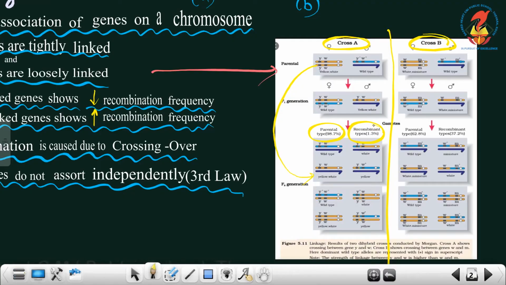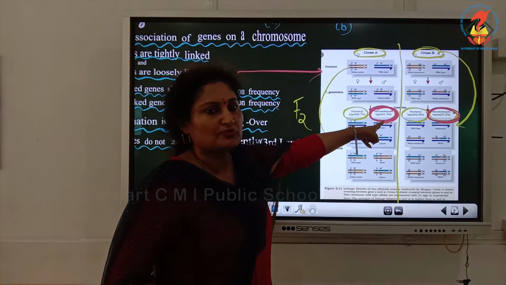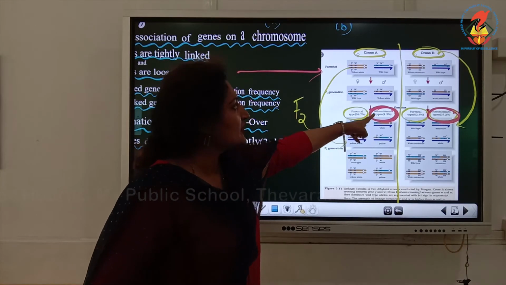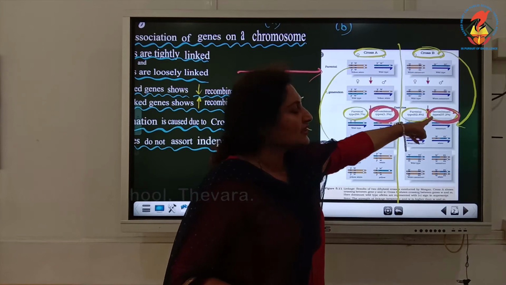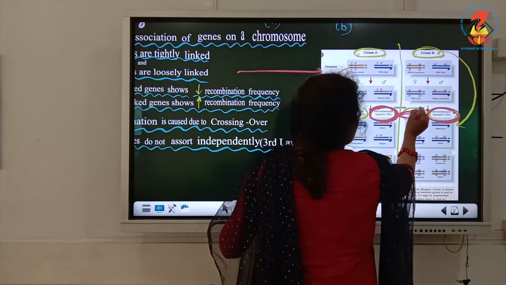But look at cross B, just look at the result of the F2 generation. Look at the parental combination: 62.8%, nearly 63% is parental, and look at the recombination, 37.2%. Now compare the recombinants of both the crosses. The recombinants of cross A are just 1.3%, just below 2%, whereas the recombinants of cross B are nearly 37.2%. So which means that recombination frequency is high for cross B.